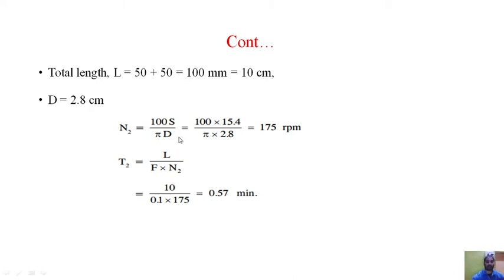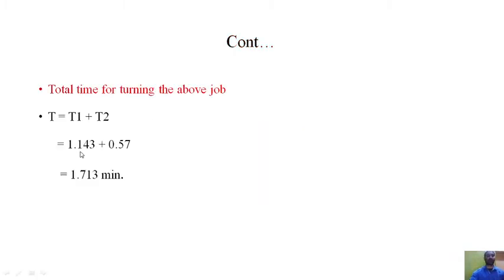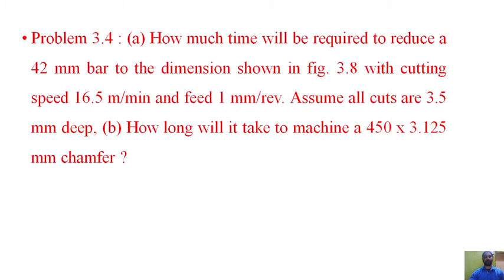The length of the workpiece is 10 centimeter. 10 divided by F into N2, so that will become 0.57. So this is for the second operation. So total operation time equals time for first cut plus time for second cut. So T1 is 1.143, T2 is 0.57. The total time required is 1.713 minutes. So I hope you understood this problem.